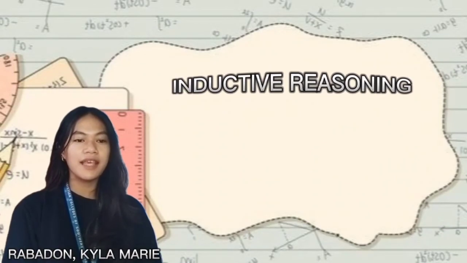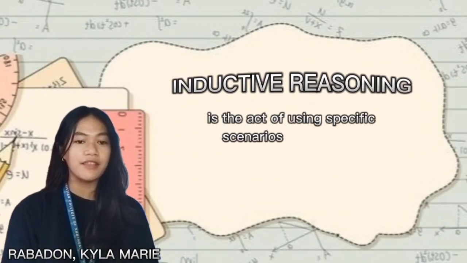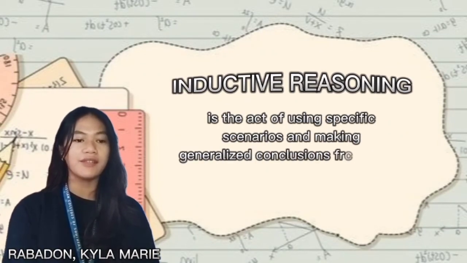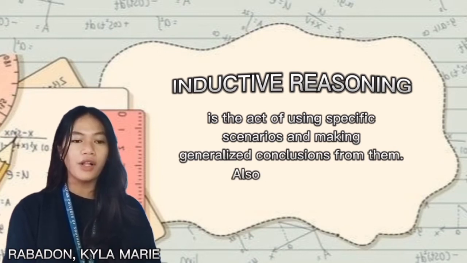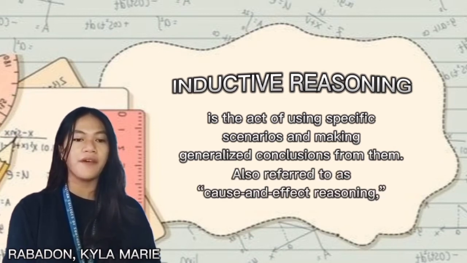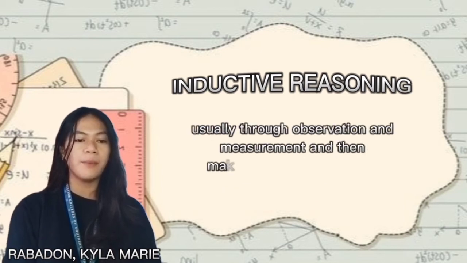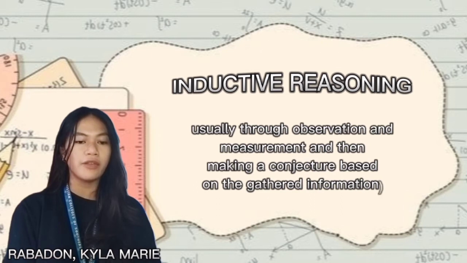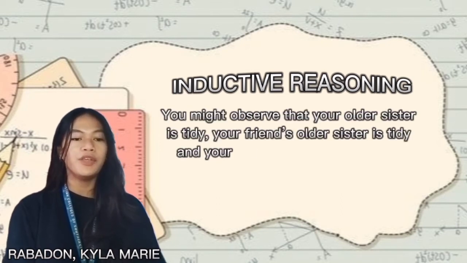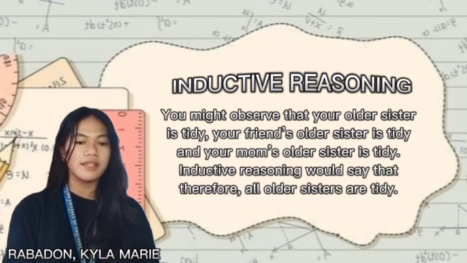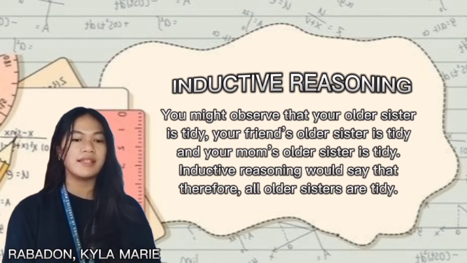Inductive reasoning is the act of using specific scenarios and making generalized conclusions from them, also referred to as cause and effect reasoning, usually through observation and measurement, and then making a conjecture based on the gathered information. For example, you might observe that your older sister is TD, your friend's older sister is TD, and your mother's older sister is TD.